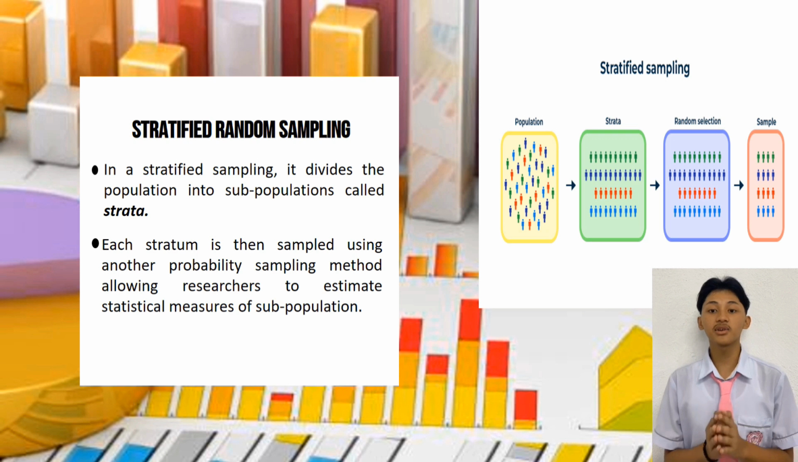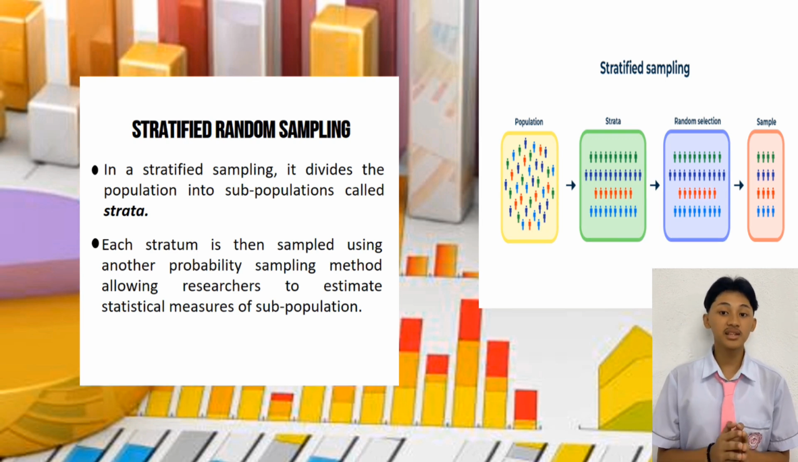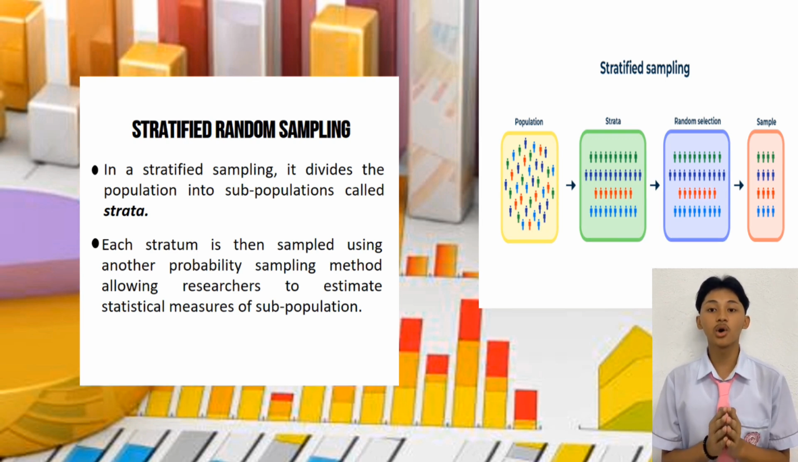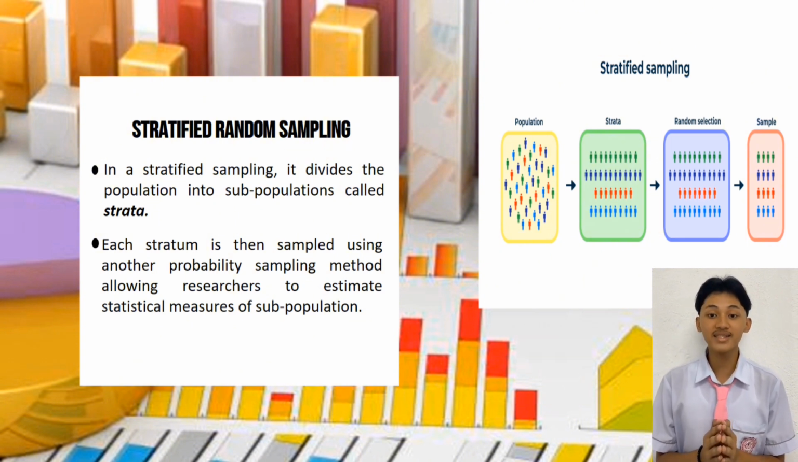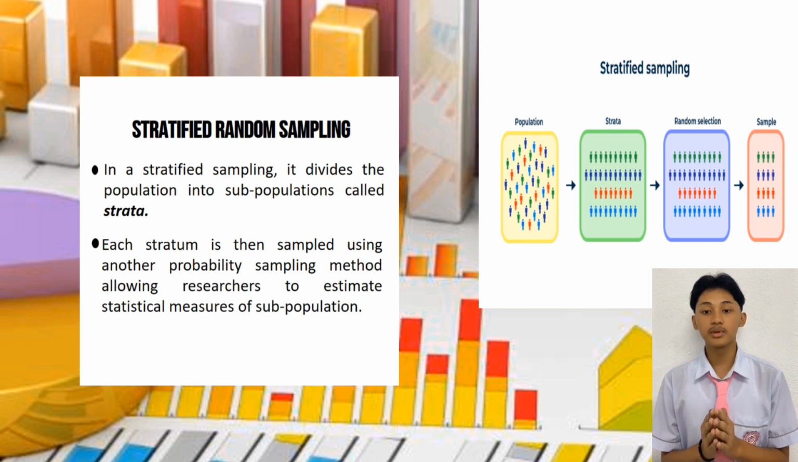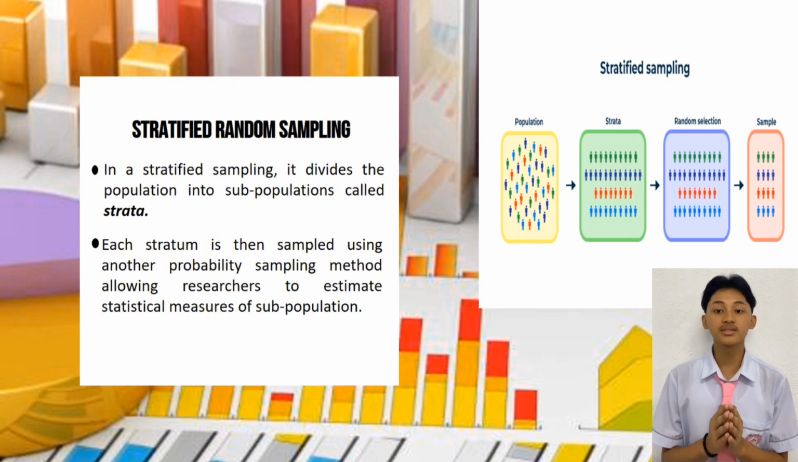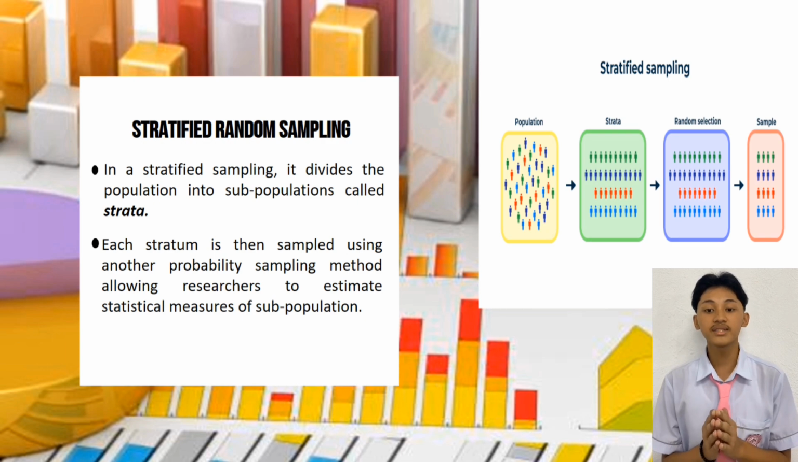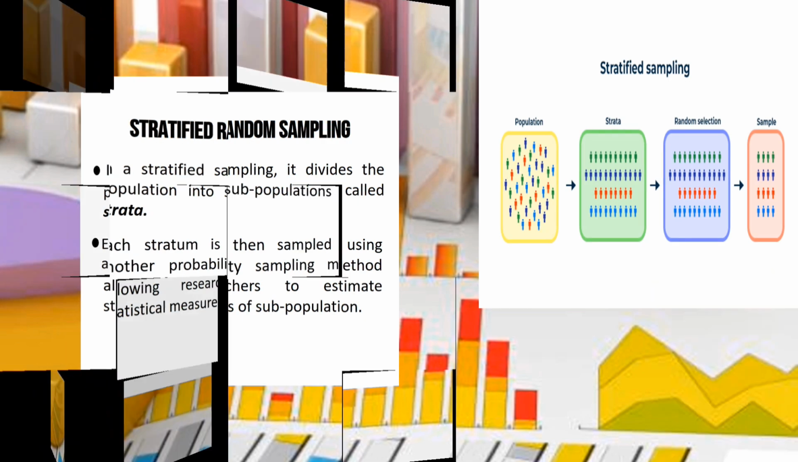So let's proceed to stratified random sampling. A stratified sample divides a population into homogeneous subpopulations called strata, or the plural of stratum, based on specific characteristics such as gender, race, identity, location, and so on. Every member of the population studied should be in exactly one stratum. Each stratum is then sampled using another probability sampling method, such as cluster sampling or simple random sampling, allowing researchers to estimate statistical measures for each subpopulation.